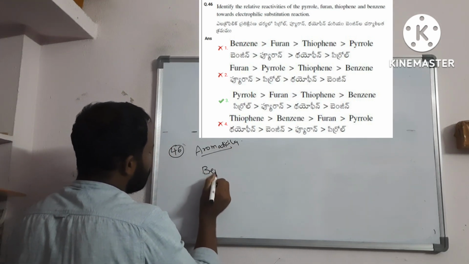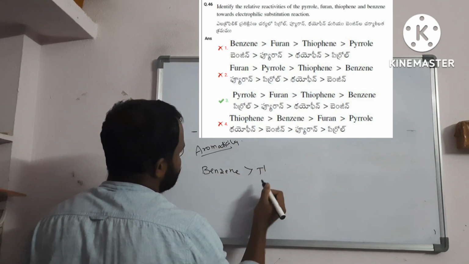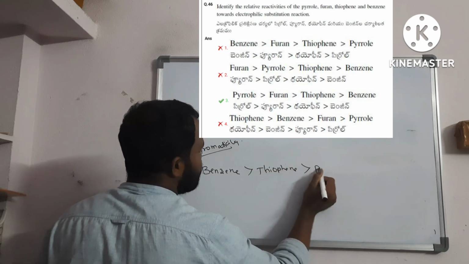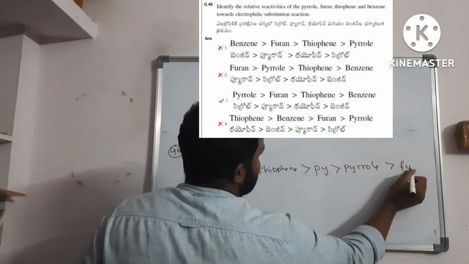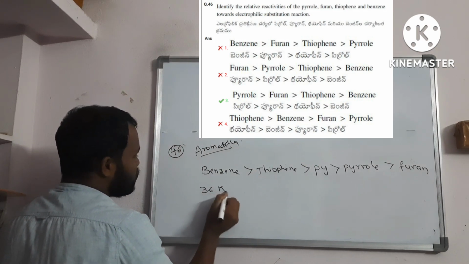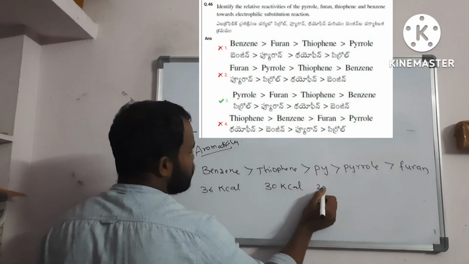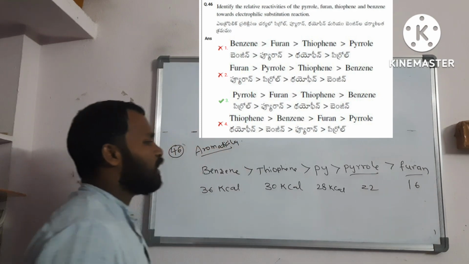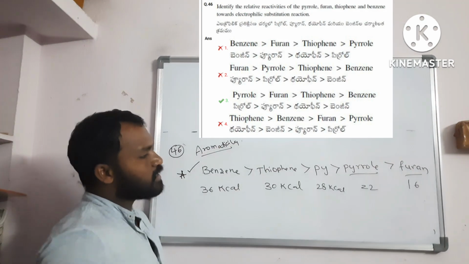Benzene is more aromatic than thiophene, then pyrrole, then furan. If I consider the resonance energy, benzene is 36 kilocalories, thiophene is around 30 kilocalories, pyrrole is 28 kilocalories, this one is 22 and this one is 16 kilocalories. This is the aromaticity order. We can expect this type of question in the examination.